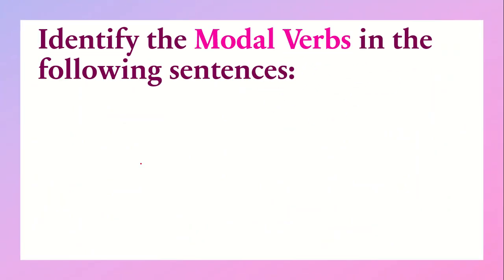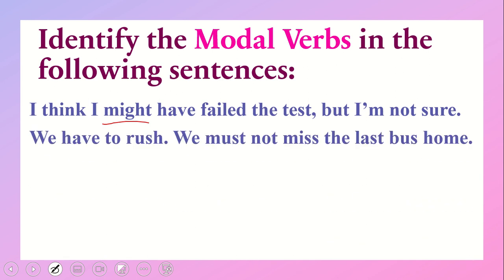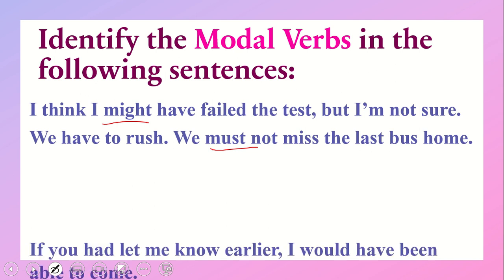Next are modal verbs. What are the modal verbs? Modal verbs are those which identify the possibility of a certain task to be done in the sentence. Like, I think I might have failed the test, but I am not sure. This might is a modal verb. We have to rush. We must not miss the last bus home. So must not. Must is again a modal verb.